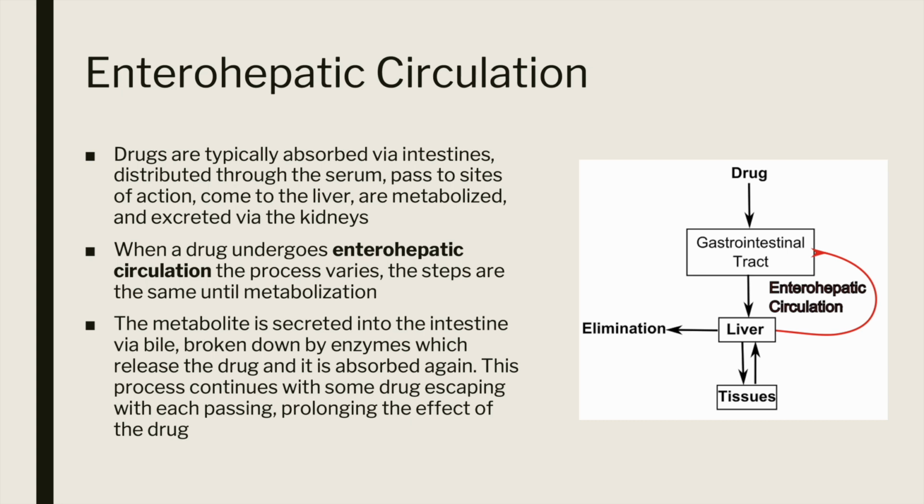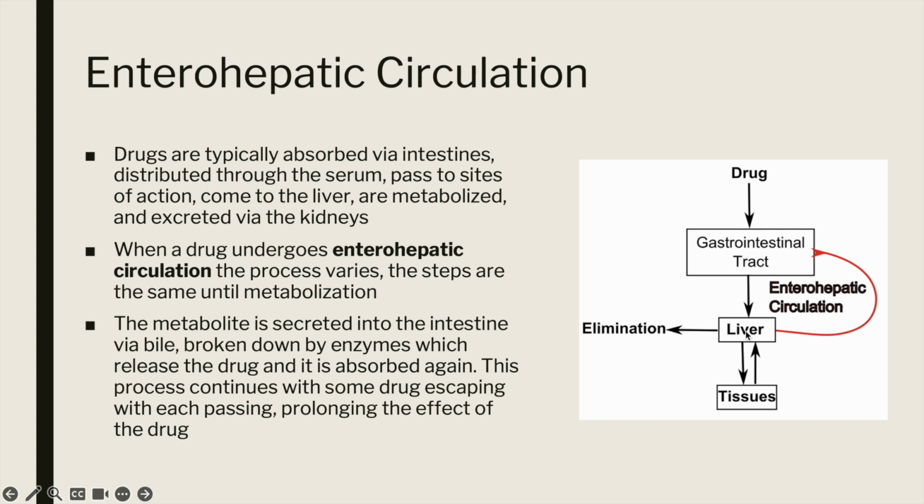So when a drug undergoes enterohepatic circulation, the process will vary, but the steps are the same until they get to metabolization. So a drug gets to the liver, and it's broken down into a metabolite. The metabolite is what's normally just eliminated through the kidneys.